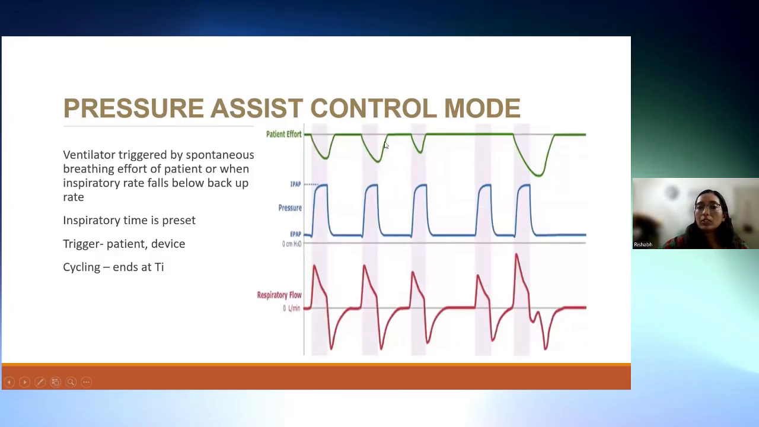Now in a pressure assist control mode, the ventilator is triggered by the spontaneous breathing of the patient. And again, if the inspiratory rate falls back, the ventilator will provide a breath. So the trigger is by the patient as well as by the device. But the cycling will end at TI. In the sense, the cycling is according to the inspiratory time. So whatever time you have kept, at that time the cycling will occur.